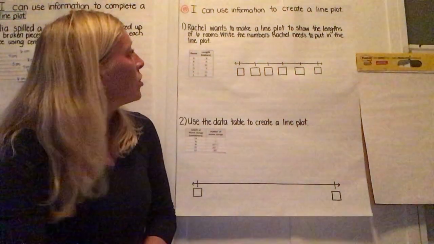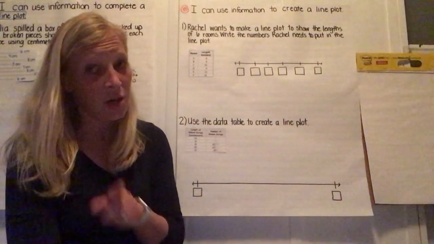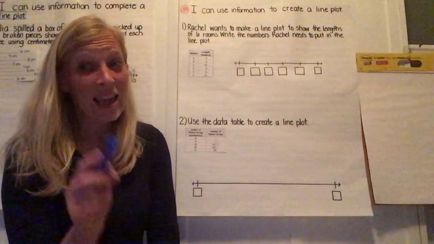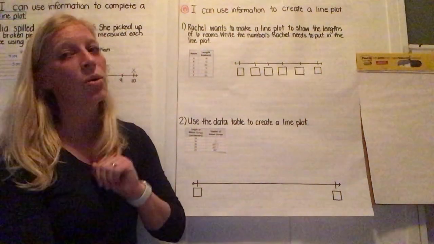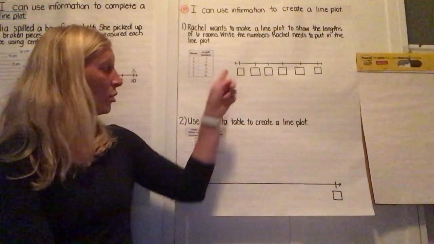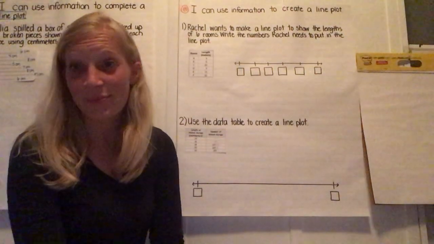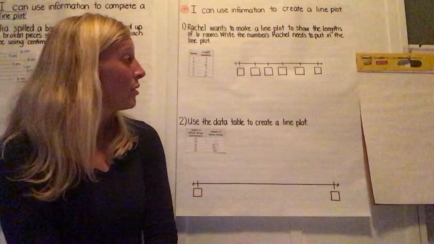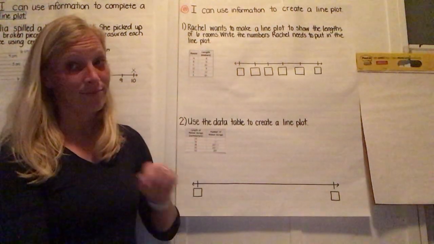I can use information to create a line plot. Now notice, I did not say complete. You are creating. Yesterday, you had a line, you had the smallest number, you had the biggest number, and you had all the numbers in between. What do you notice here? Oh, look at that. There are no numbers, are there? No. There are no numbers. There are just boxes, but we do have some information, okay?